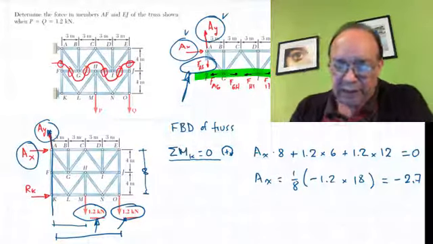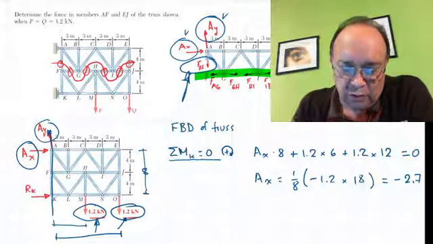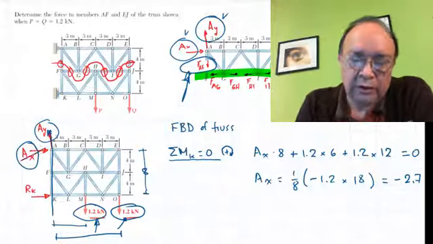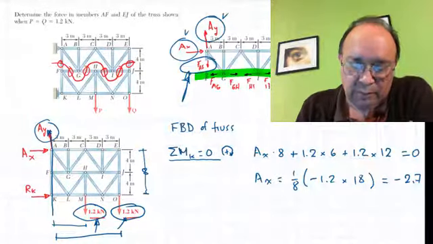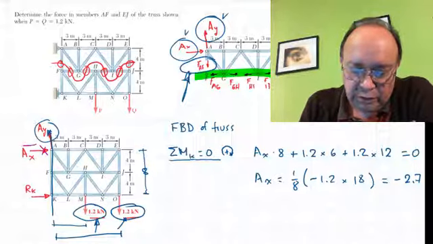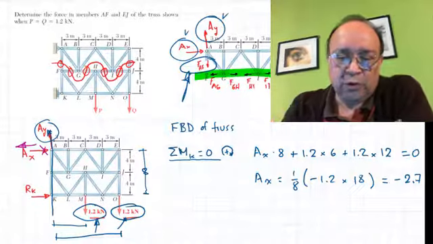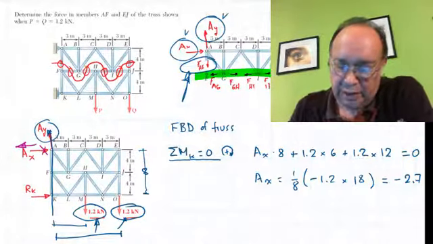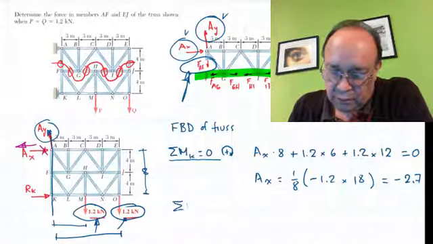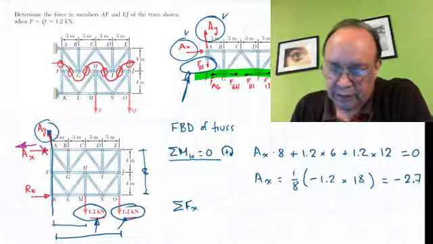Negative means that my assumption that AX was going to the right is wrong. So this is not going to the right. This is going to the left. All right, now a summation of forces in the x direction can give me the reaction at K.